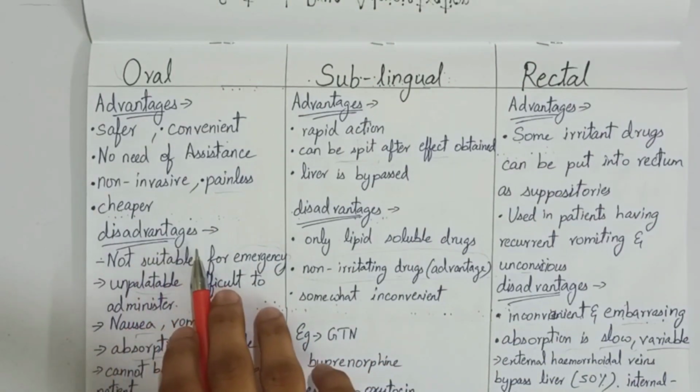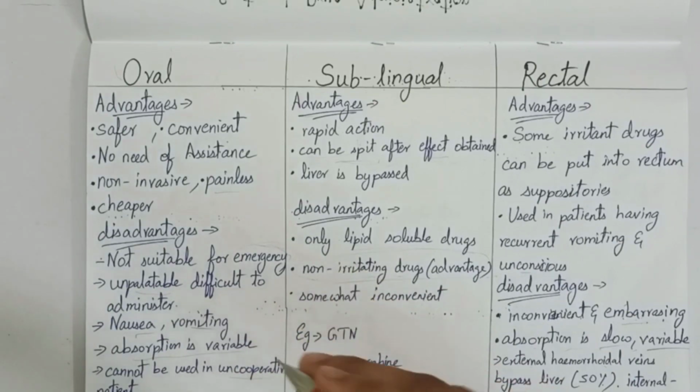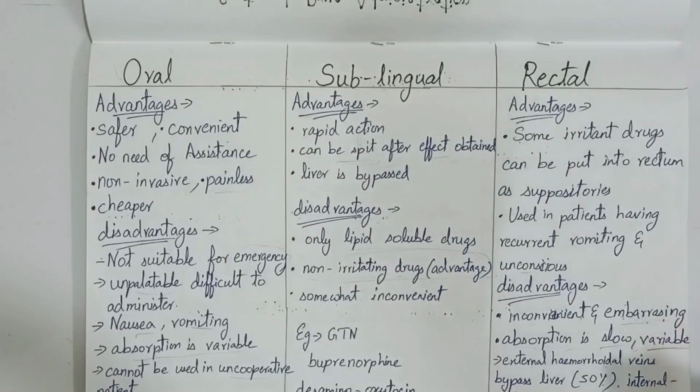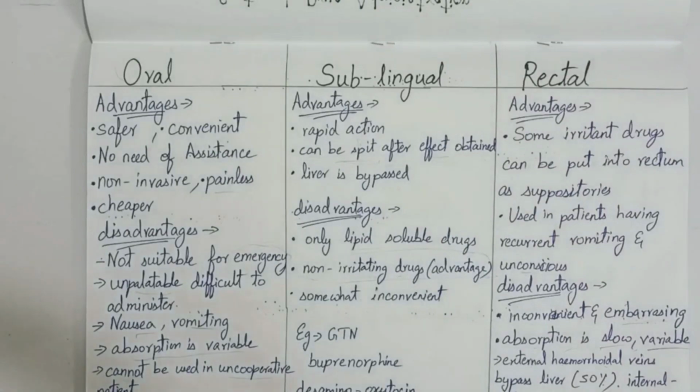The disadvantages of oral routes of drug administration are: they are not suitable for emergency. If someone is having a heart attack, or they are in an emergency when they can't even respire properly, we can't give the oral route at that time, because they can't swallow it, and there is a long time for the drug to get absorbed and start working.